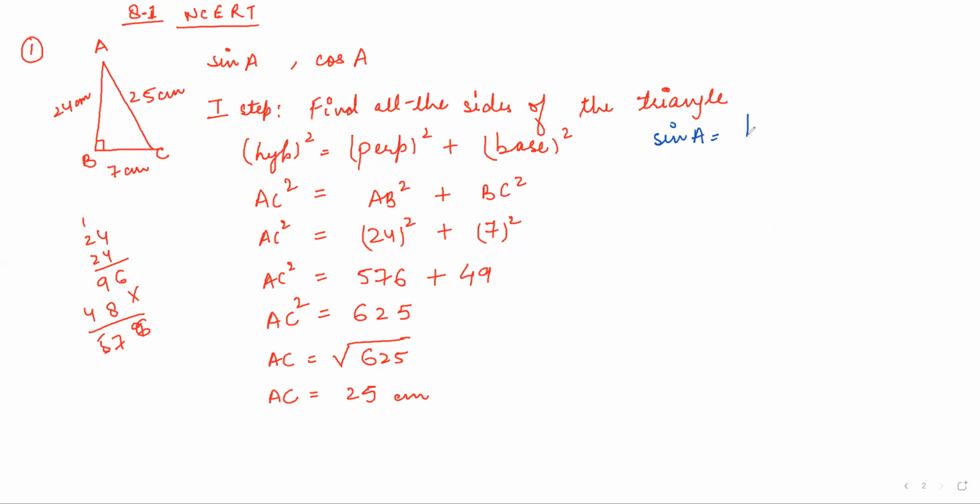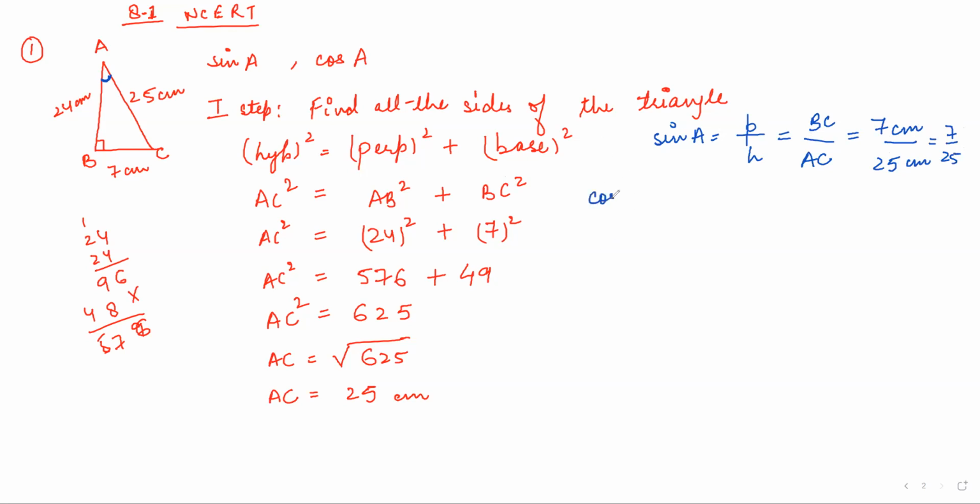First of all, the formula is perpendicular upon hypotenuse. That's the trigonometric ratio, right? Now if I'm taking angle A, which side is my perpendicular? BC side. Yes, BC is perpendicular, hypotenuse is AC, right? Now put the value. BC is 7 centimeter and AC is 25 centimeters. So centimeter gone, and 7 by 25 is sine of A.